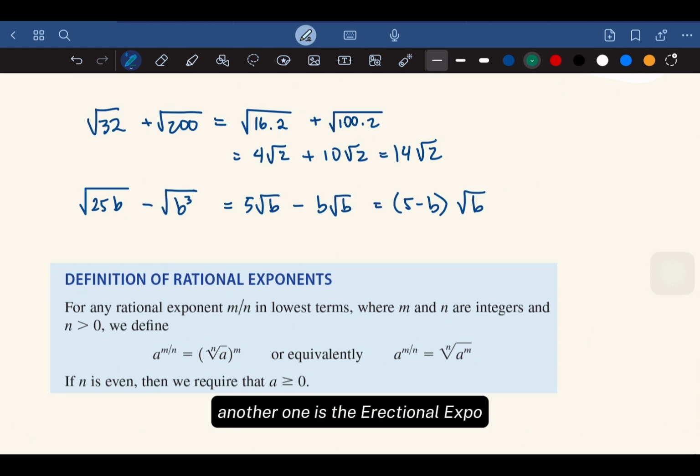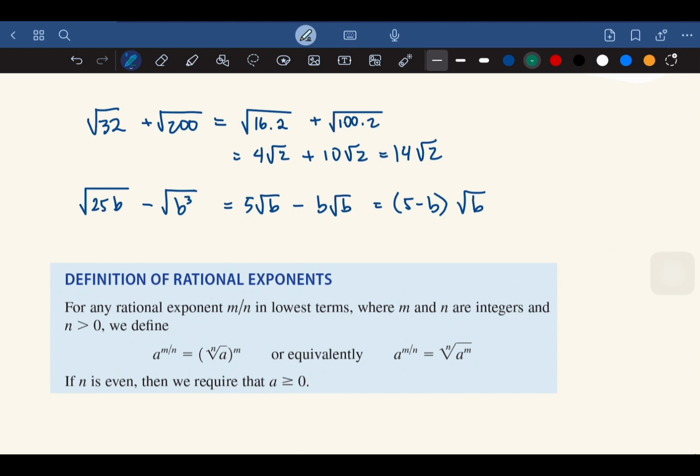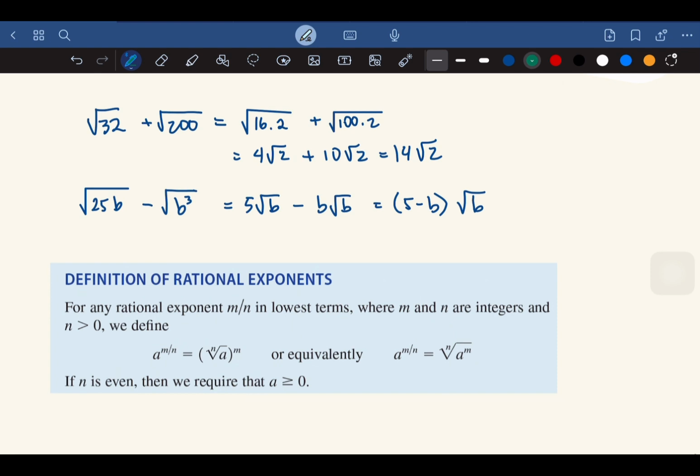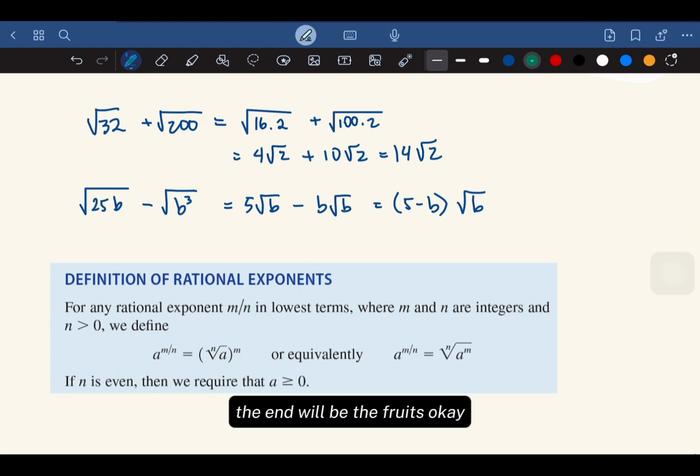Another one is the rational exponents. The exponent and radicals combine together, and we call this a rational exponent. Generally we can combine the exponent and radical and just write it this way, and this is very general for all conditions. So if we have m over n as our power, it means that m will be the power and n will be the root.